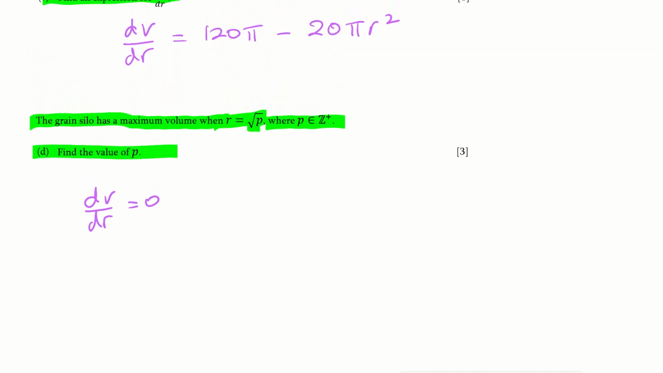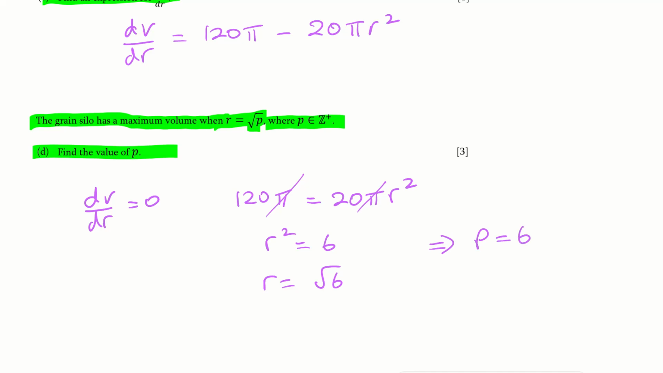The grain silo has a maximum volume when r is equal to the square root of p, where p is a positive integer. Find the value of p. So we want dV/dr to be equal to 0. And that means that we need 120 pi to be equal to 20 pi r squared. The pi's will cancel. r squared equals 6. r equals root 6, which means that p equals 6.